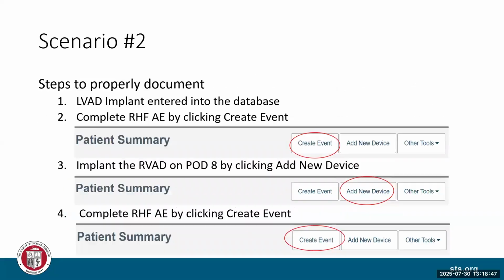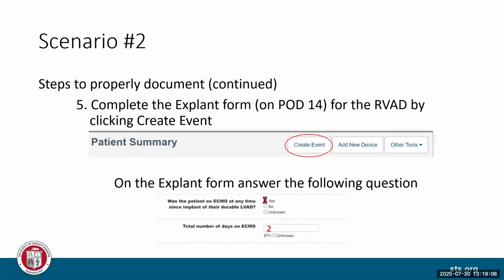So I'll show you that. So you're going to add the LVAD implant into the database. You're going to complete your right heart failure event because the patient went on ECMO. Then on post-op day 8, when the oxygenator was turned off, you're going to click Add New Device to add that RVAD in and complete a right heart failure form. And then you're going to complete the explant form on post-op day 14 by selecting device type RVAD.